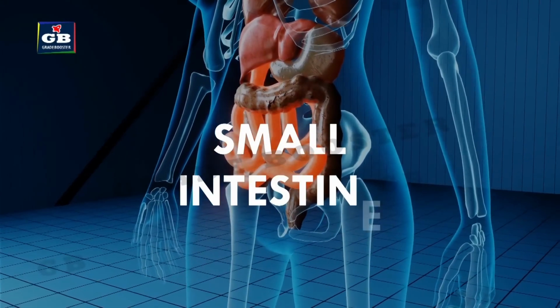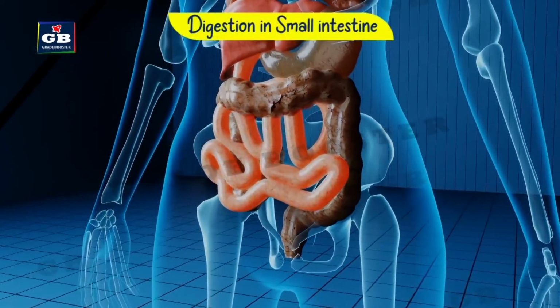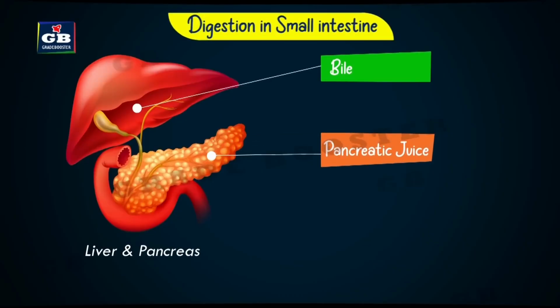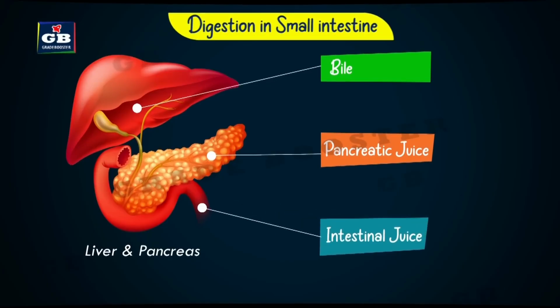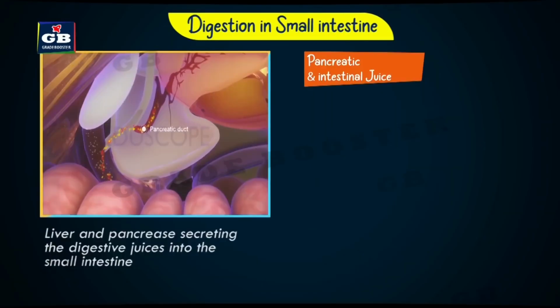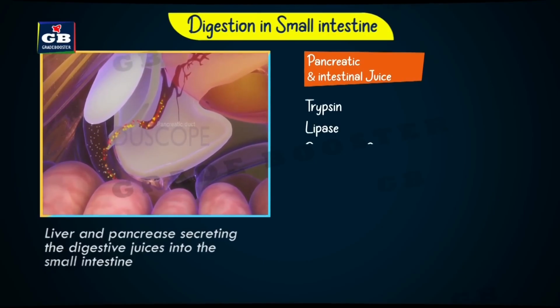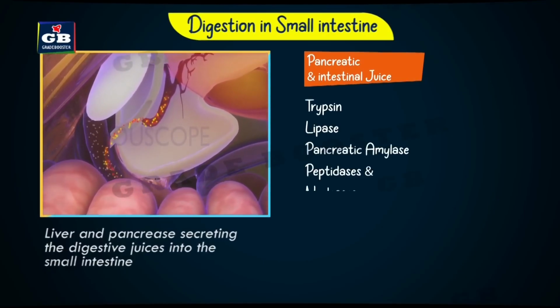The small intestine is the longest part of the alimentary canal. It is highly coiled to fit in less space. The pancreas secretes pancreatic juice, intestinal glands secrete intestinal juice, and the liver secretes bile juice into the small intestine. Pancreatic juice and intestinal juice have enzymes like trypsin, lipase, pancreatic amylase, peptidases, and nucleases. These enzymes help in the digestion of carbohydrates, fats, and proteins.